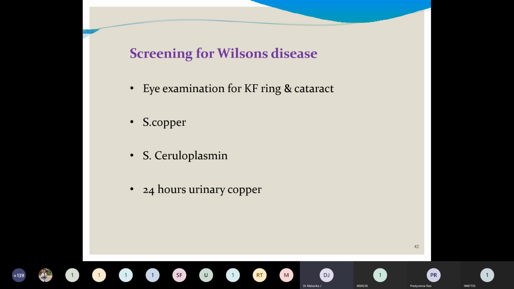In autoimmune and metabolic causes of liver failure, these tests should be done. So coming to the Wilson's disease screening, eye examination shows KF ring and cataract. Serum copper level should be assessed. Serum ceruloplasmin and 24-hour urinary copper. So these are the 3 important levels that should be assessed in Wilson's disease.